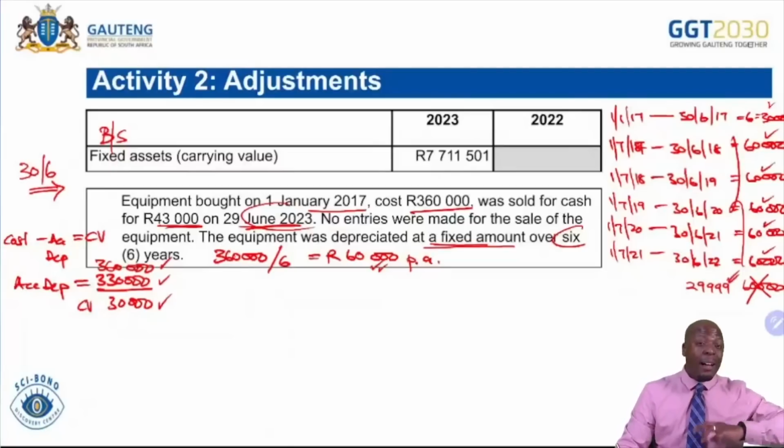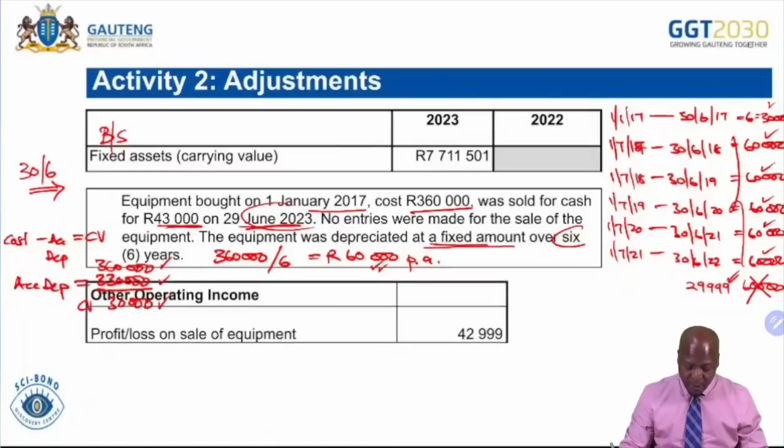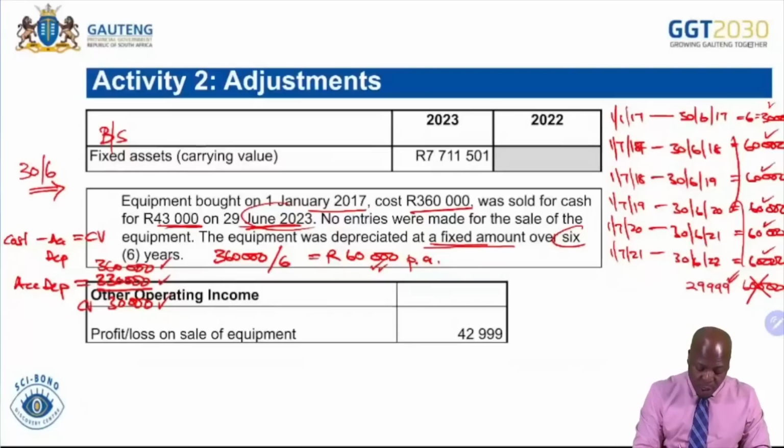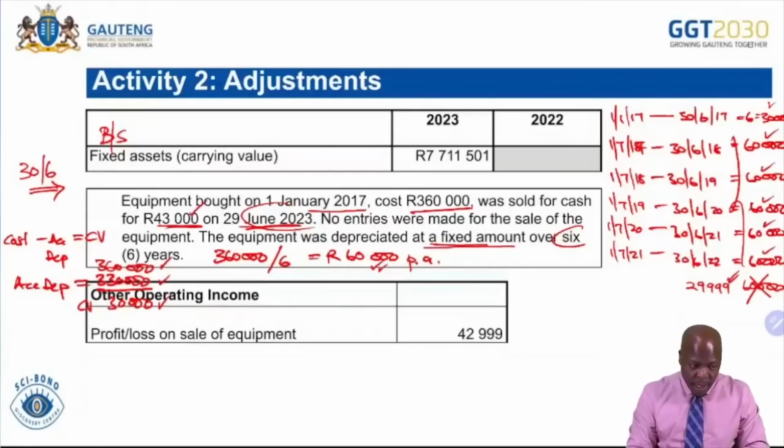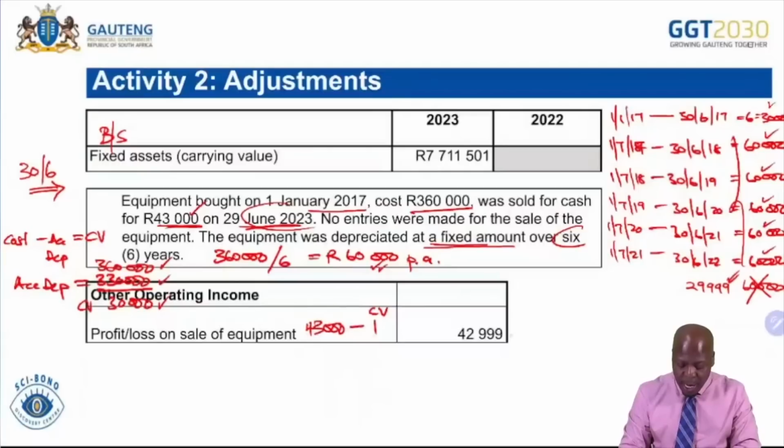But now remember, we are selling this particular asset. So what it therefore means, when we are now recording the profit or the loss on sale of this asset, we will now say, we sold the asset for 43,000. This is what we sold it for. We sold the asset for 43,000. Yet it had a carrying value of 1 rand. So how much did we get as profit or loss?